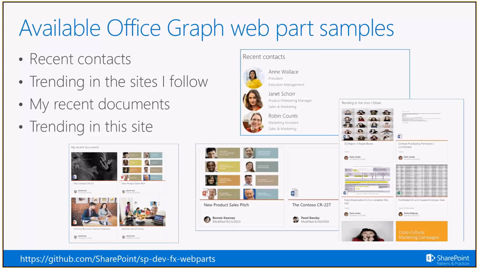And these are recent contacts, so people you've been working with, and trending in the sites I follow. So what are the documents which are trending? And that's actually a quite typical scenario in Delve, isn't it? Because that's exactly what you see when you go to Delve and have a look at the documents trending in sites I follow. Yes, and the difference is that in Delve you will see them across your whole tenancy, while here you can only narrow it down to the sites that you are really interested in.